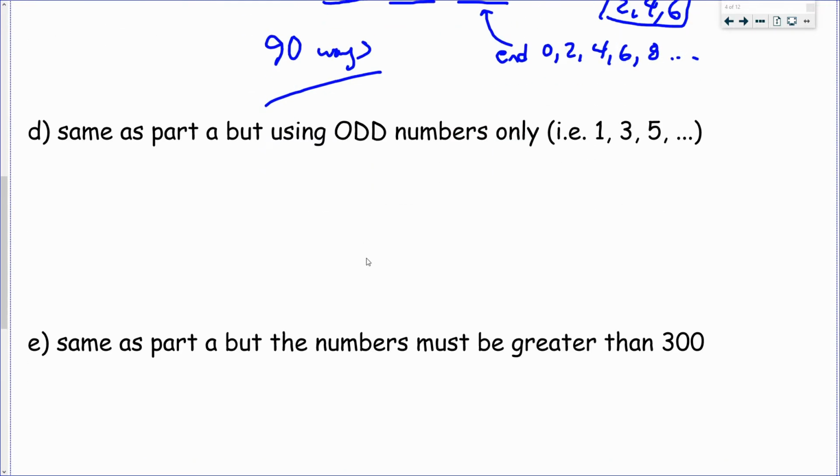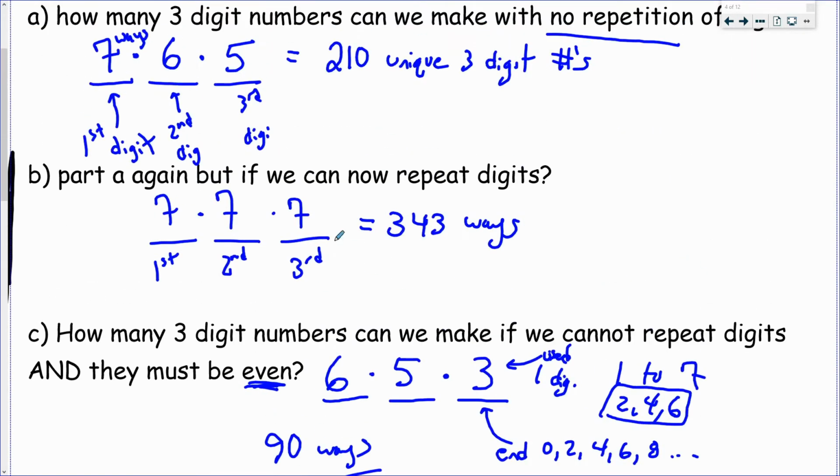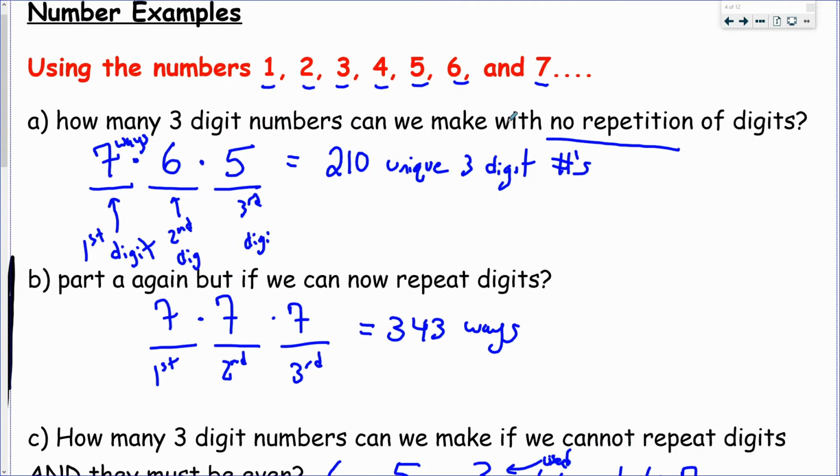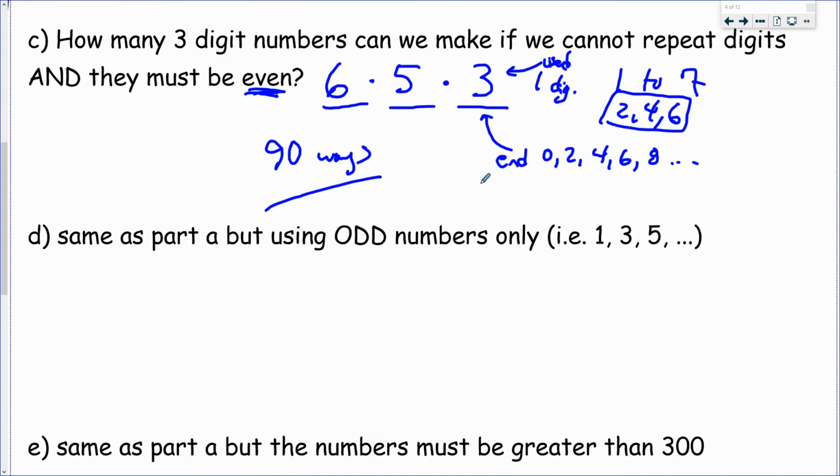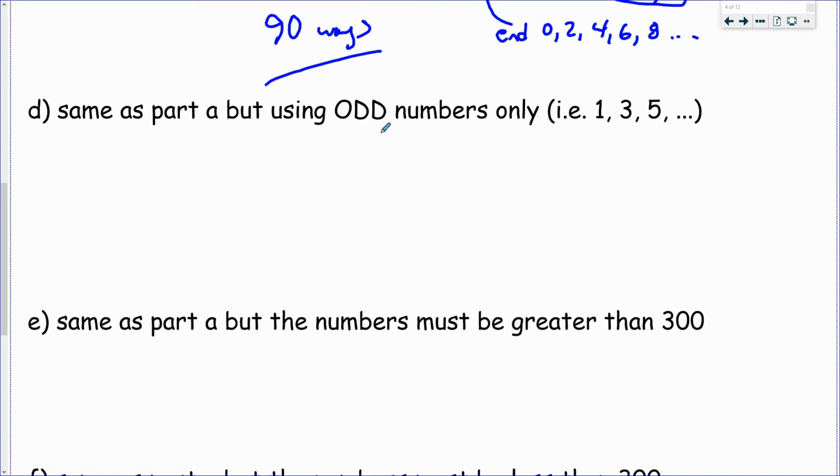So part D, same as part A. So basically, we're using 3-digit numbers with the numbers 1 to 7 and no repetition. But now we're making odd numbers. Right. So I think this might be worded a bit strange. Not using odd numbers, but making odd numbers only. So here's my 3-digit number.